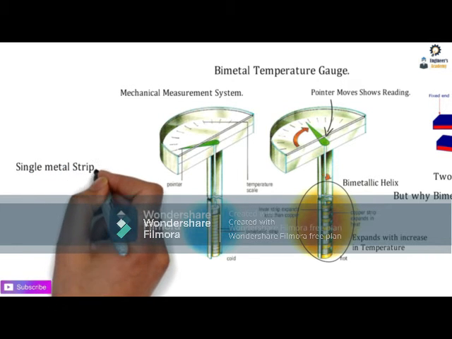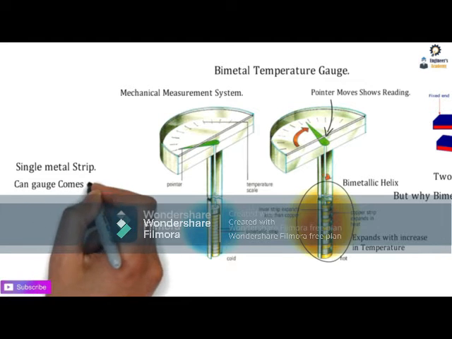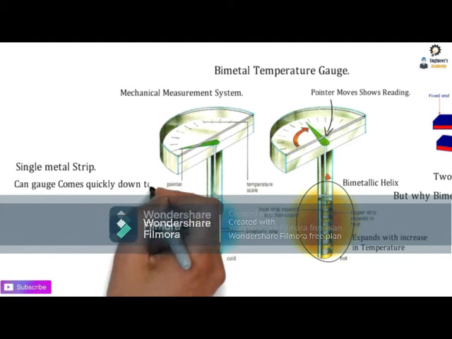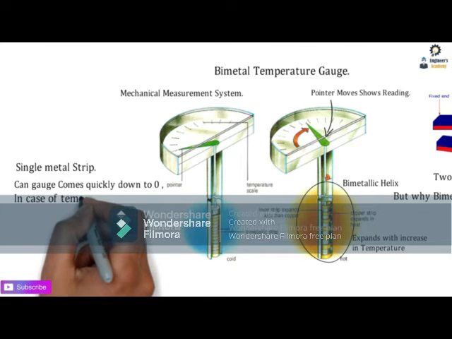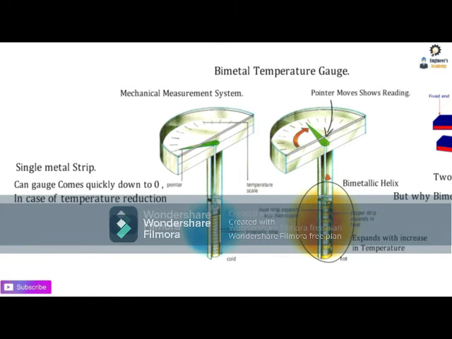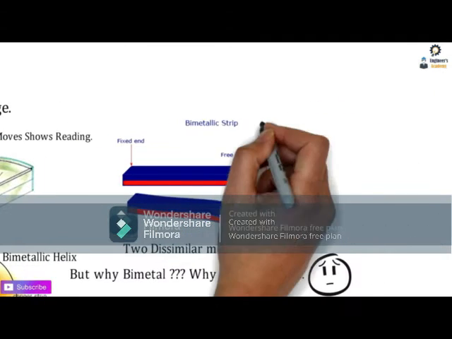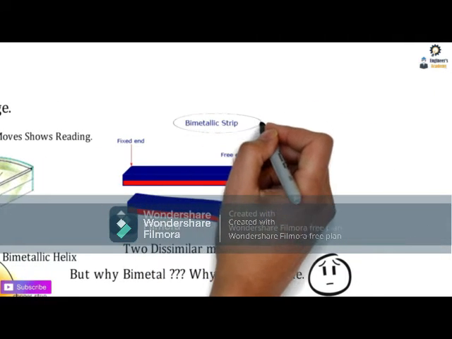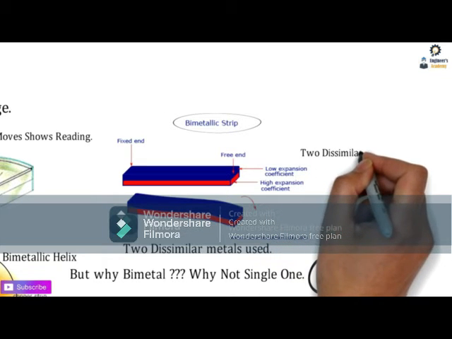So guys, if we use a single metallic strip in a bimetallic gauge, can the pointer come down quickly to 0 whenever the temperature gets reduced? The rate of contraction matters. No, it won't come down directly and quickly to 0. So that's why the bimetallic strip is used.